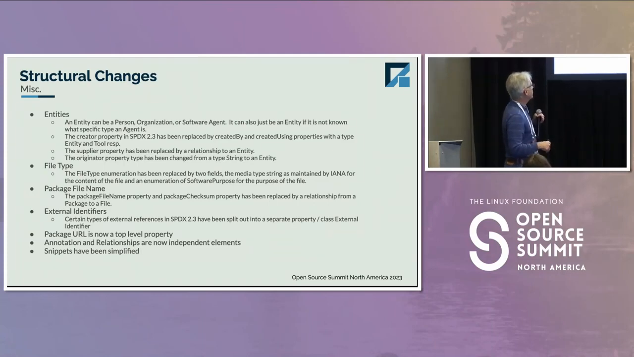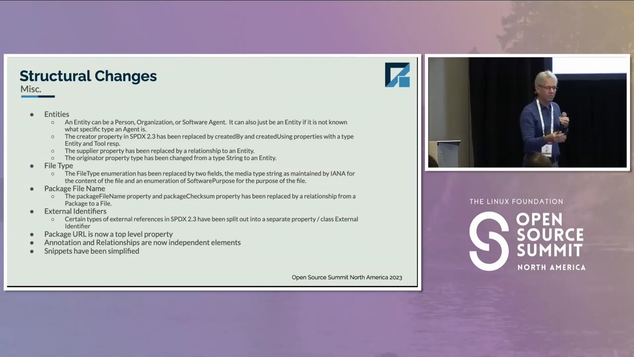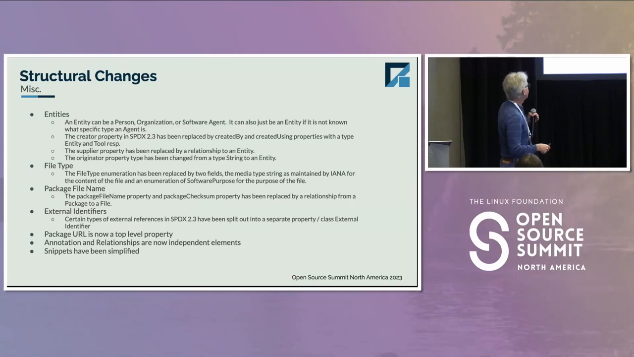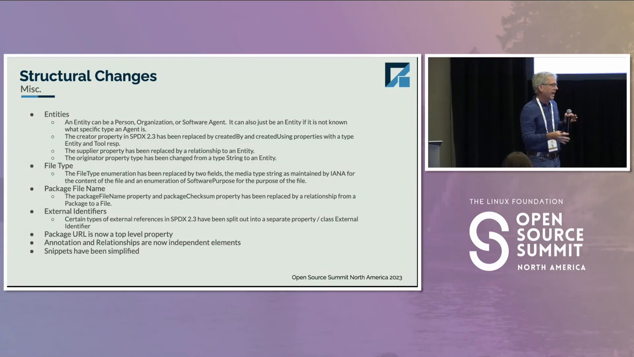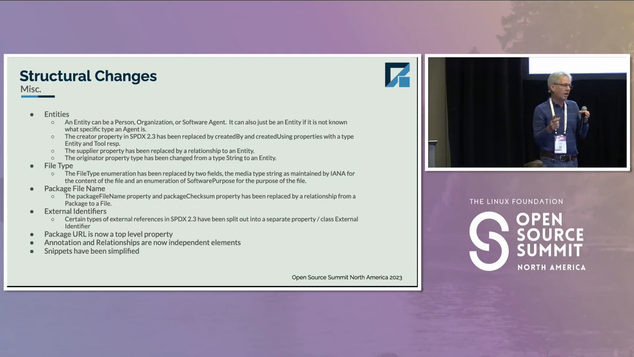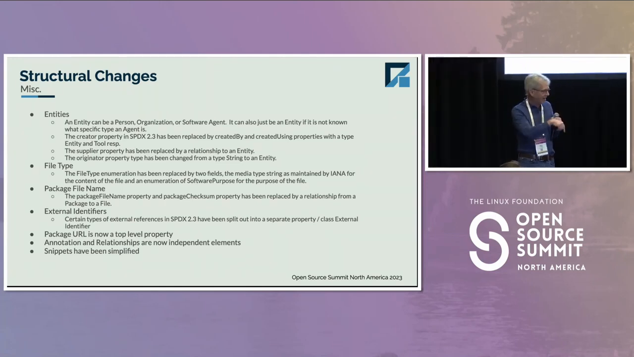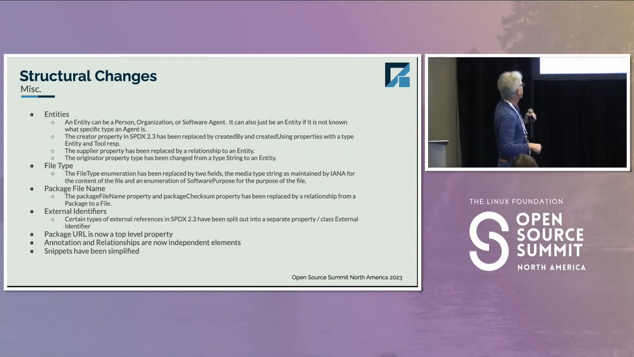Package file name and package checksum have been replaced by a relationship from a package to a file. Again, this improves the flexibility. External identifiers, we split that into two different things. We now have an external identifier, which has this naming authority associated with it, and an external reference, which doesn't. Some fields require an identifier for provenance or security reasons, and some fields are okay just having a reference. Some of the use cases require that distinction.